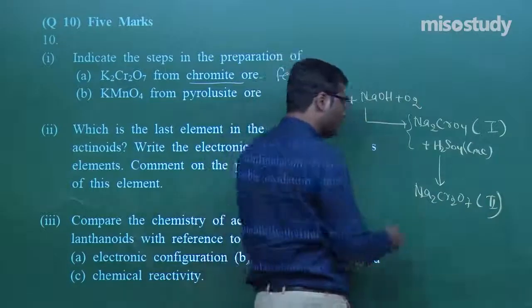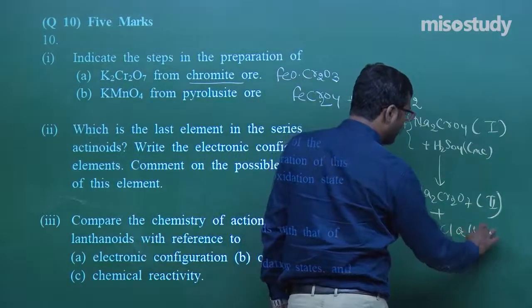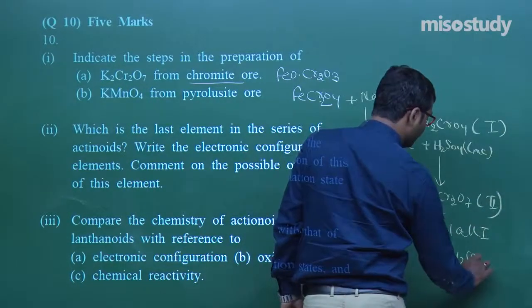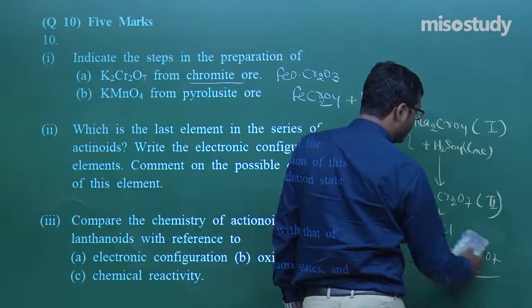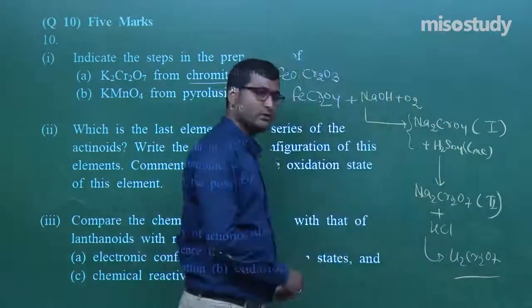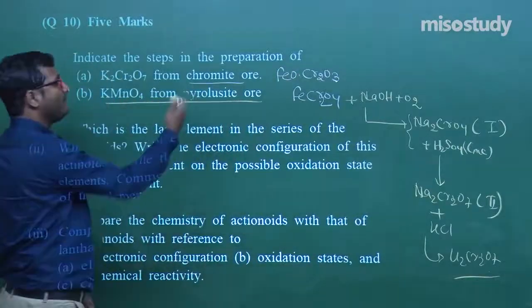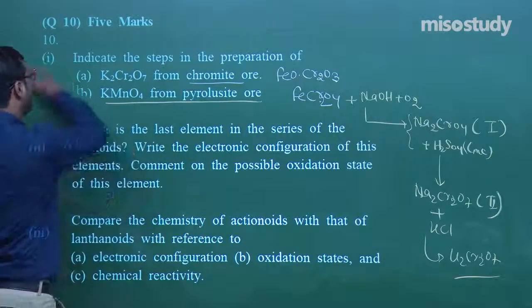When Na2Cr2O7 is treated with KCl solution, it gives you K2Cr2O7. Better here to use KCl solution. This is the method. Now I have discussed a few minutes earlier KMnO4 from pyrolusite ore. Clear, my friend? You can easily solve.